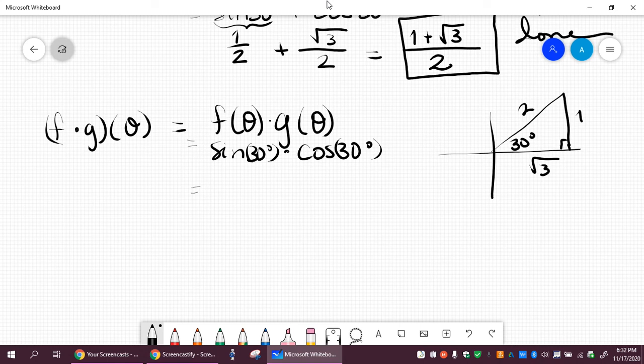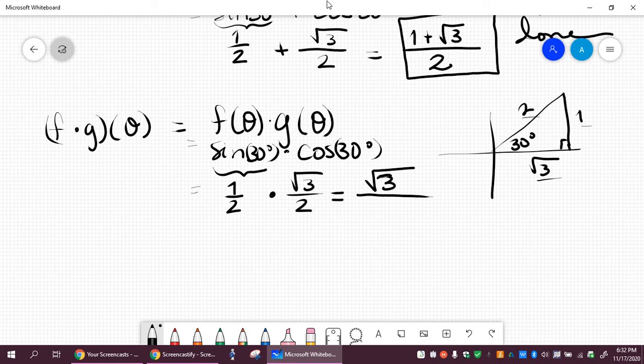Okay, so sine of 30, the ratio is opposite over hypotenuse, which is 1/2, times the cosine of 30, which is adjacent over hypotenuse. So you're going to multiply by square root of 3 over 2. And be careful because this time with multiplication, you multiply top times top, bottom times bottom. So I get square root of 3 over 2 times 2 is 4. And that would be your answer there. You're done.